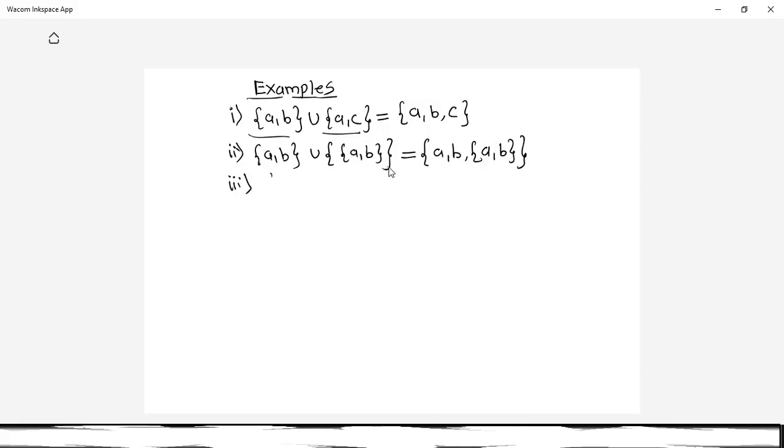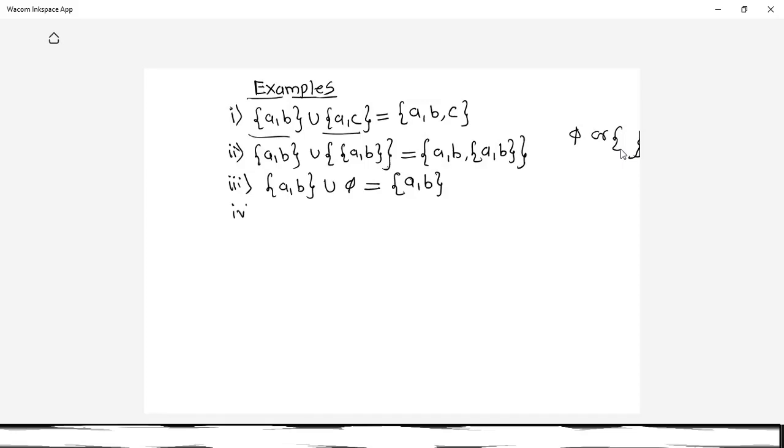Next, {A, B} union phi. So what is this phi? This is an empty set which contains no element. The empty set is denoted by the symbol phi or only the two curly brackets. So the empty set is the set which contains no element. If I find the union of these two sets, you will have {A, B}.